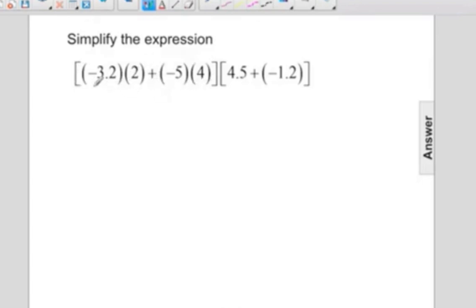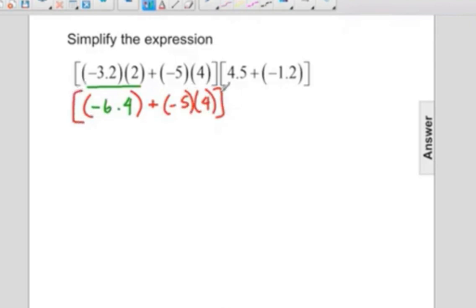So first, let's start with the multiplication problem on the left here. So negative 3.2 times 2 is negative 6.4. Now I'm going to write the rest of the equation out as it stands. 4, and I put all of that inside brackets. Brackets 4.5 plus negative 1.2.